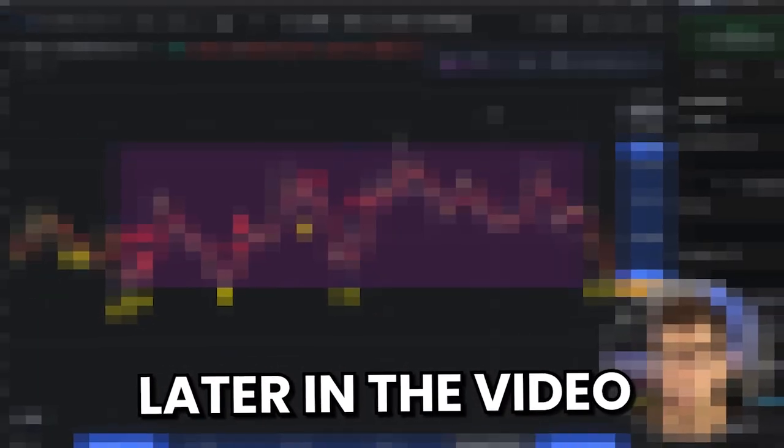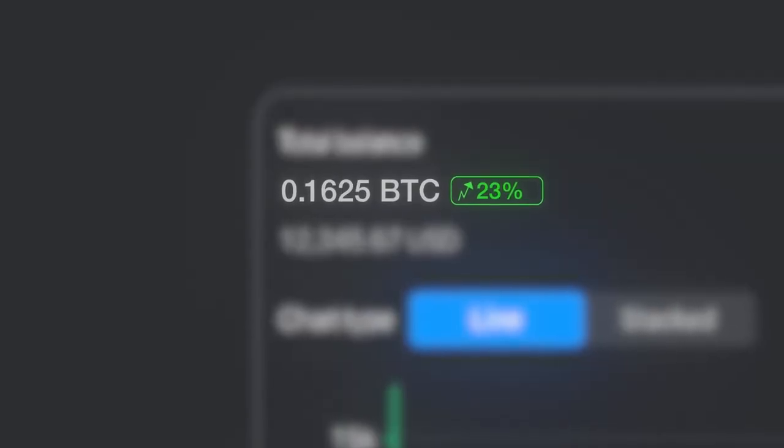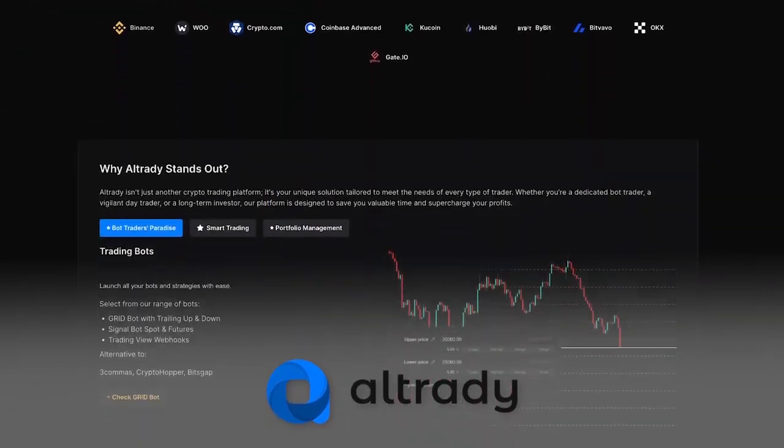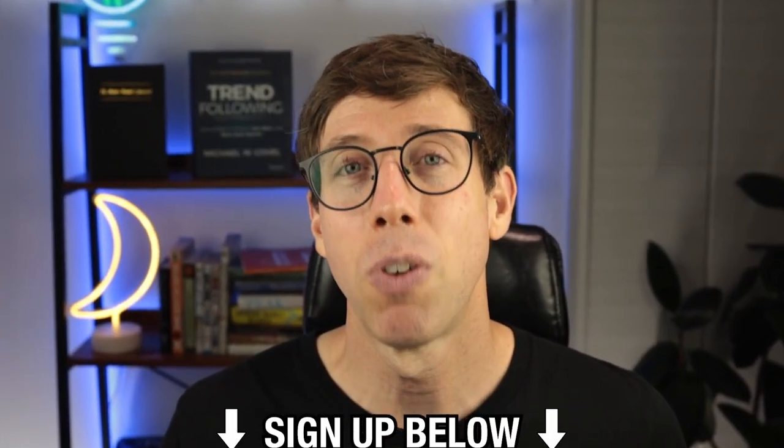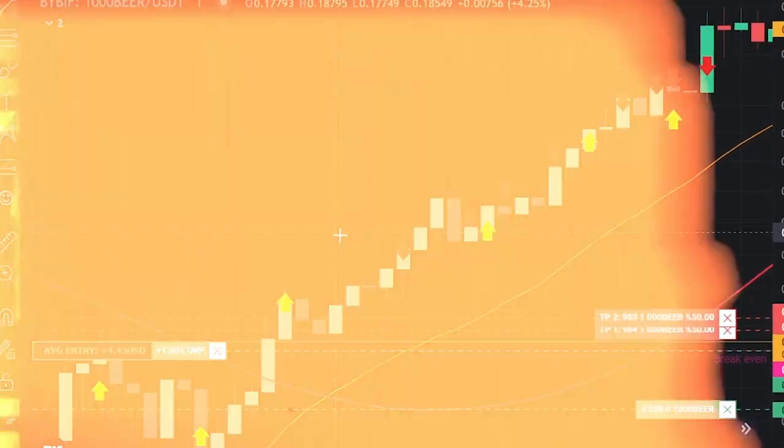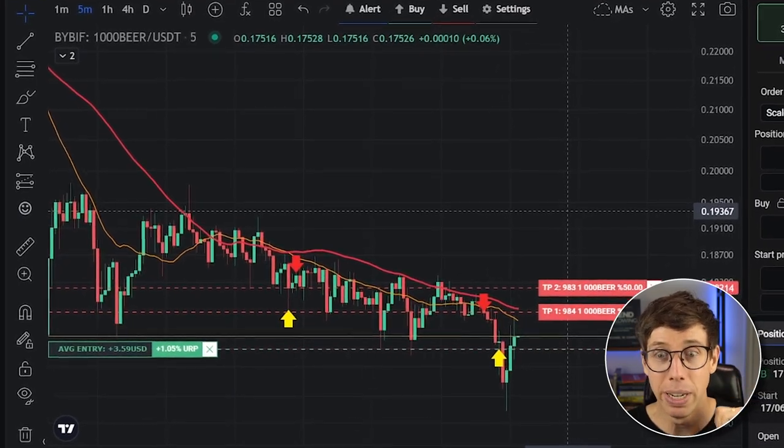I'm going to give you my exact settings on how I grew my portfolio 30% by scalping BEER on Bybit using this one trading tool that is honestly not talked about often enough. AllTrady is one of the best trading platforms that I've ever used, specifically for active trading. And I want you to look at it right now because I have a trade open in action.